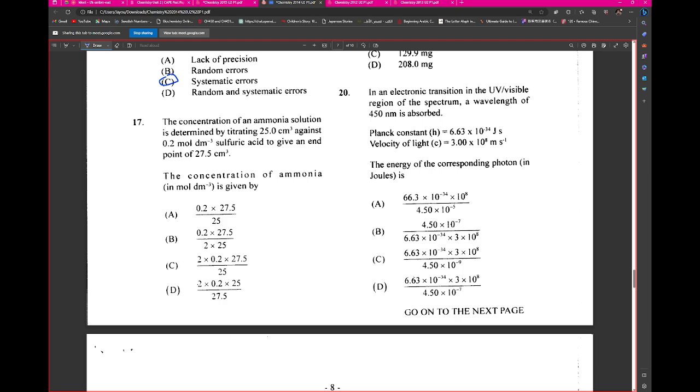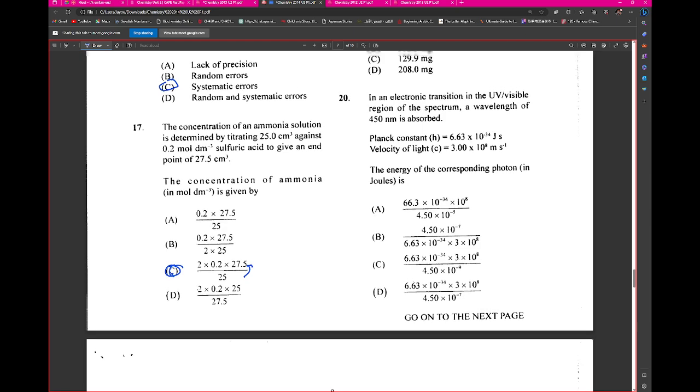What was the answer for number 17? I think it was... 27 will be on top, right? C, I think. No, the one with the 2 times. I don't remember which one. But it has to be divided by 25 because we're finding concentration, therefore it must be divided by the volume, therefore 25 must be at the bottom, right? Yeah. All right, so we can use that.